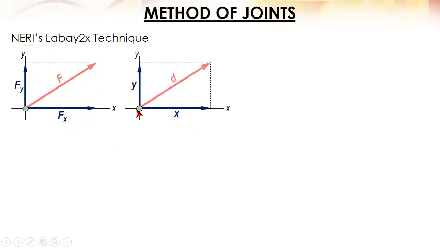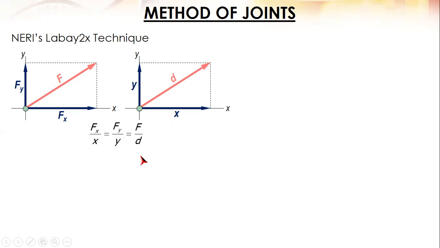And then, if you get the distance between 2 points of the force, the distance between the tail and the tip, that is D. And then draw a rectangle. The components of the rectangle are the X and Y distance. And by ratio and proportion, we have this one: Fx over x equals Fy over y equals F over D.